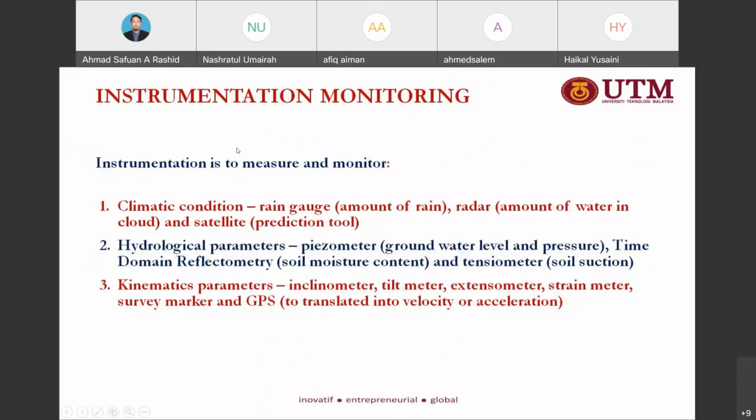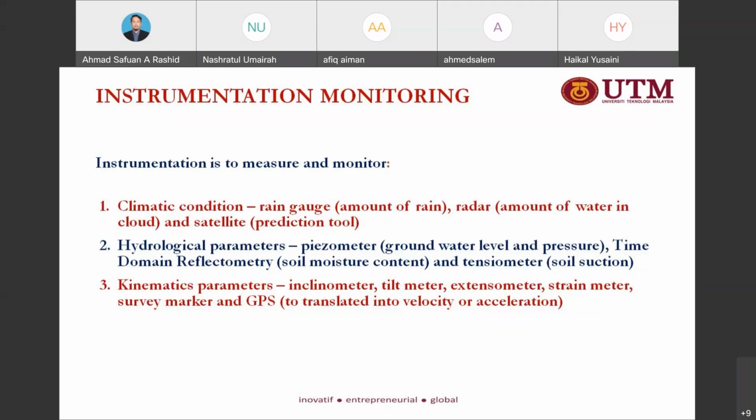Okay. So we may learn several types of measurement methods. When we want to monitor either the performance of the slope or during the construction of the embankment. Okay. So for the instrumentation monitoring, there will be three types of common instrumentation, which is to measure and monitor.